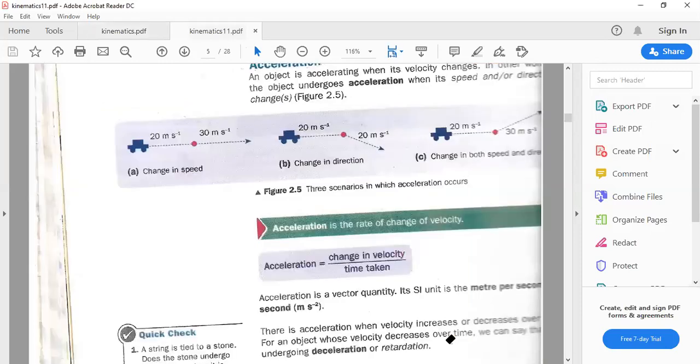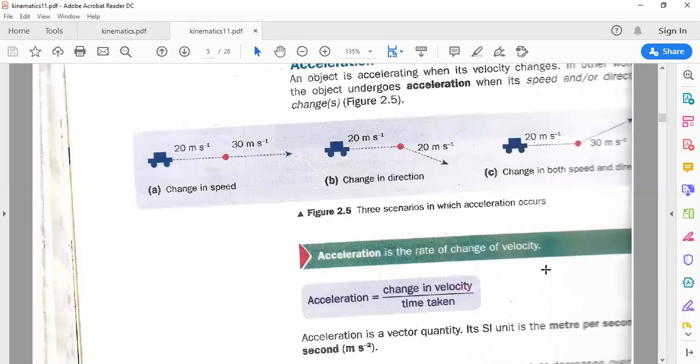Can everybody see the picture? Now this is what we were discussing. Can you see the first part? A part?